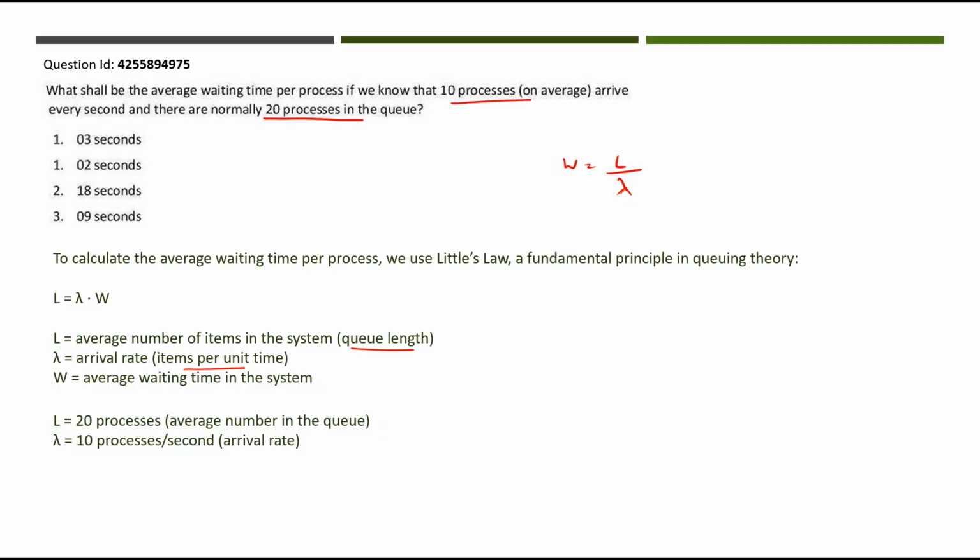Now we have to calculate W. So W is equal to L divided by lambda. L will be 20 processes divided by 10 processes per second. This per second will move to the numerator. Processes will go. 20 divided by 10 will give you 2. So the answer will be 2 seconds. 2 seconds will be the average waiting time in the system. Option number 2 will be the right answer. This is a typo here.